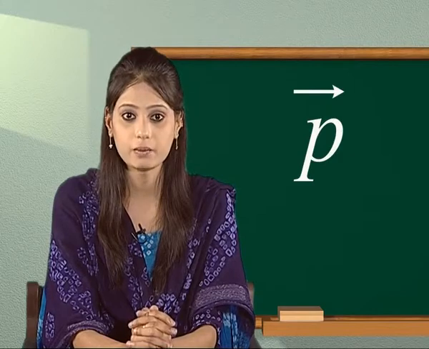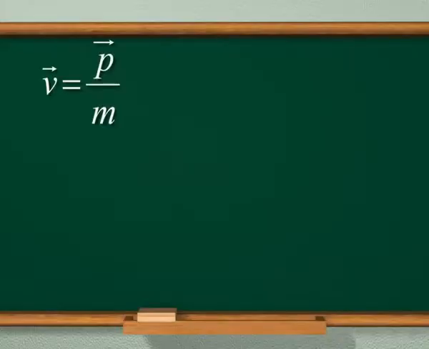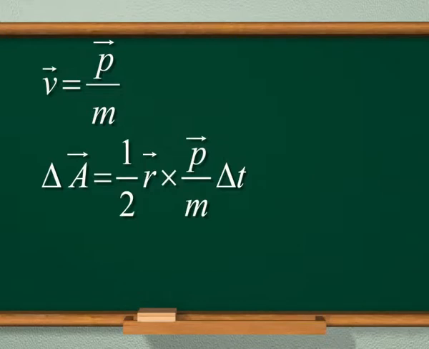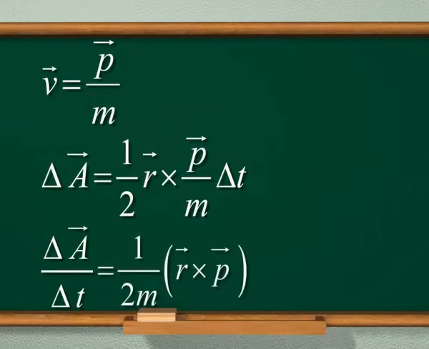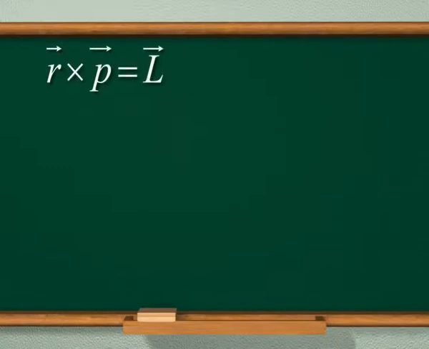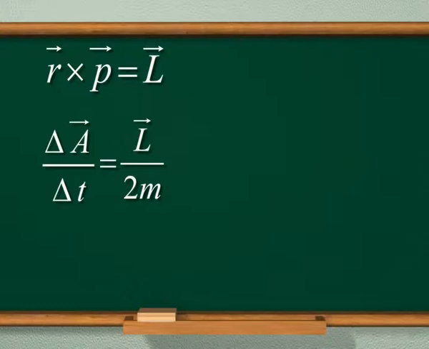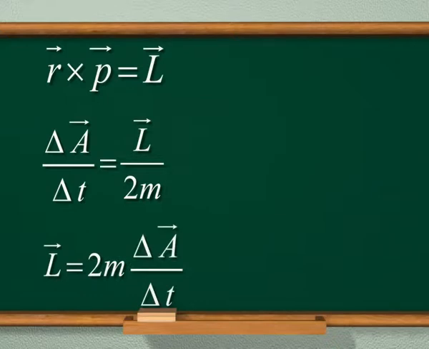If vector P is the linear momentum of the particle, then vector V is equal to vector P by m. Now, using this value of vector V in equation 1, we have delta vector A equal to 1/2 times vector R cross vector P by m into delta t. Dividing both sides of this equation by delta t, we get delta vector A by delta t is equal to 1/2m times vector R cross vector P. Since vector R cross vector P is equal to vector L, delta vector A by delta t is equal to vector L by 2m, or vector L is equal to 2m into delta vector A by delta t.